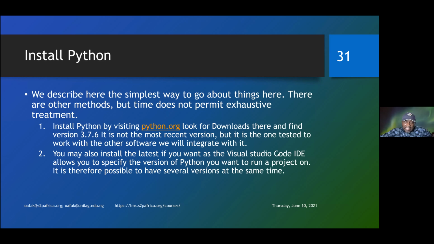You may install the latest Visual Studio Code IDE. So you install three pieces of software: Python, Visual Studio Code, and Fusion 360. The links are on this slide, so once you download the slides, you will be able to see what links you need.